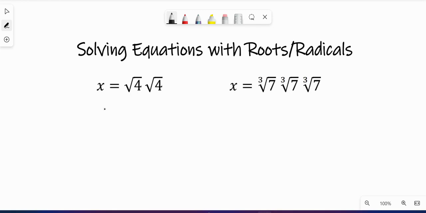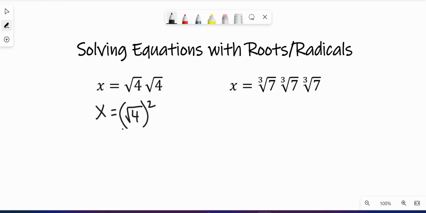All right, so I have two different equations here. I'm going to solve this first one on the left. So we have x equals the square root of 4 times the square root of 4. Whenever you multiply something by itself, another way to write that is x equals the square root of 4 squared.